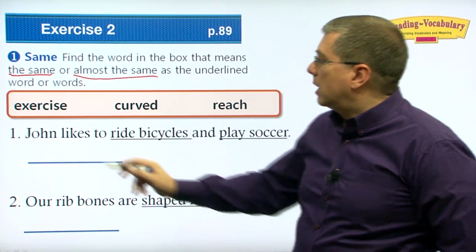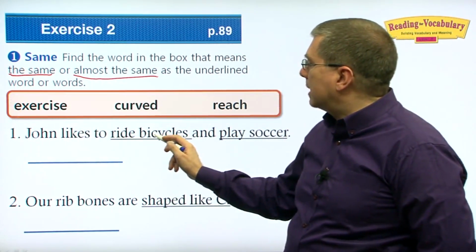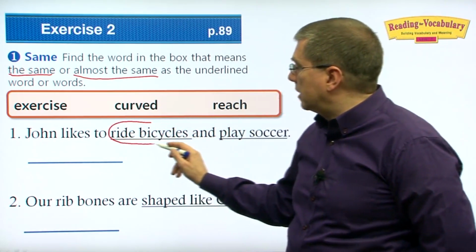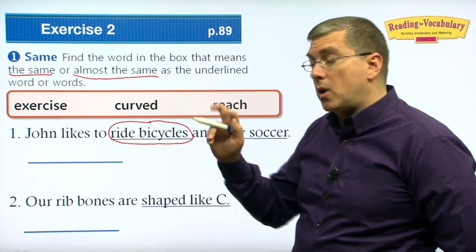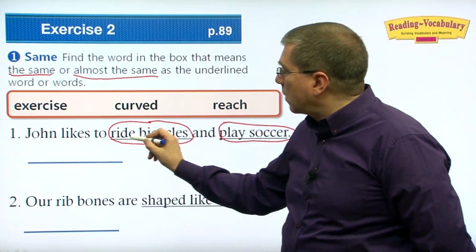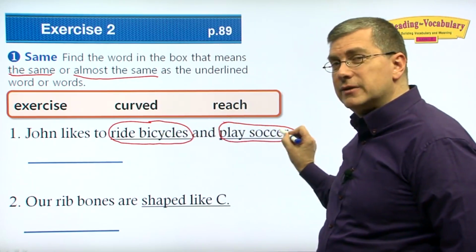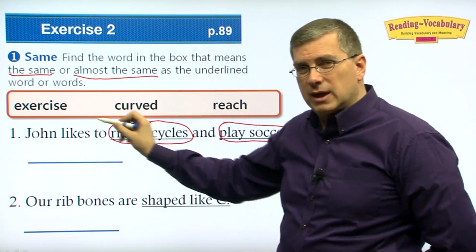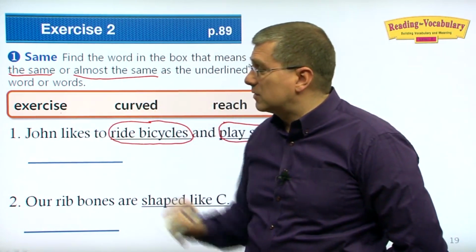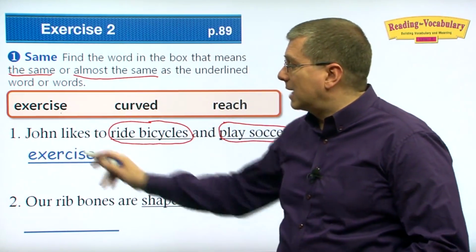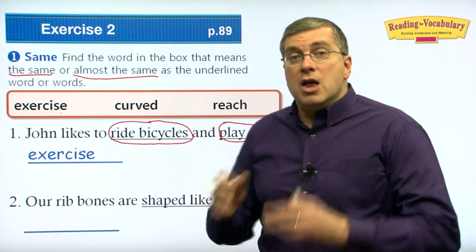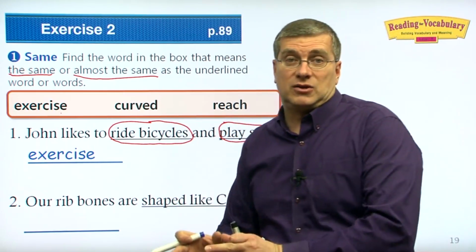Number one, John likes to ride bicycles and play soccer. So we have two parts of the sentence that are underlined. So what is riding bicycles and playing soccer? What word is similar to those activities? If you guessed exercise, you are correct. Exercise. Those are types of exercise.